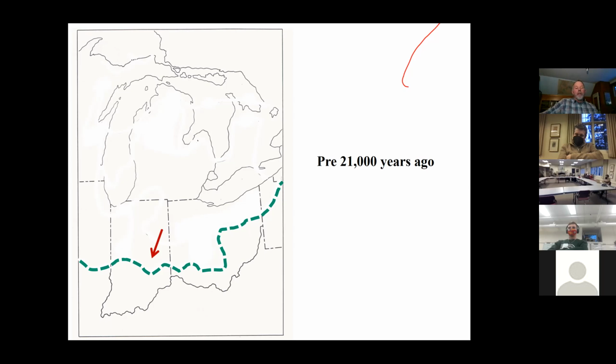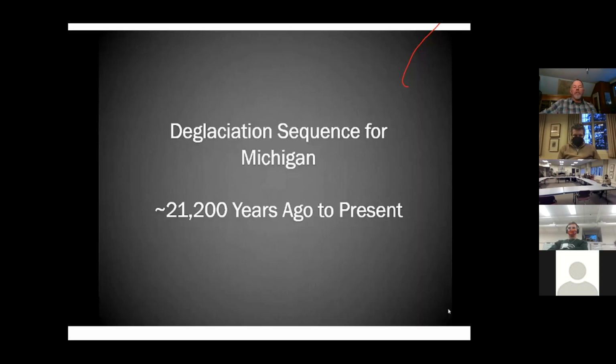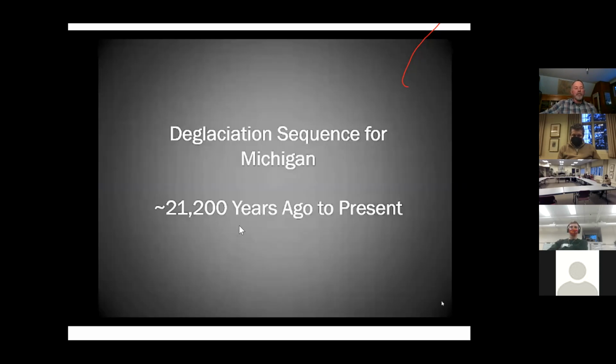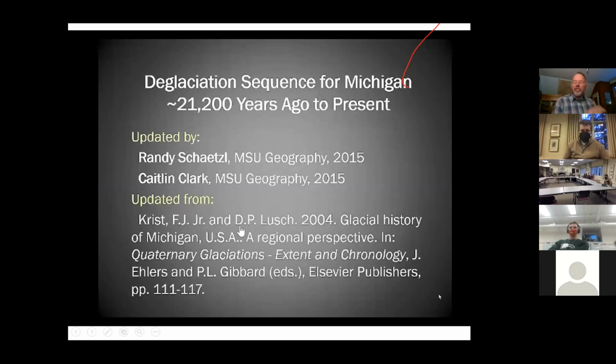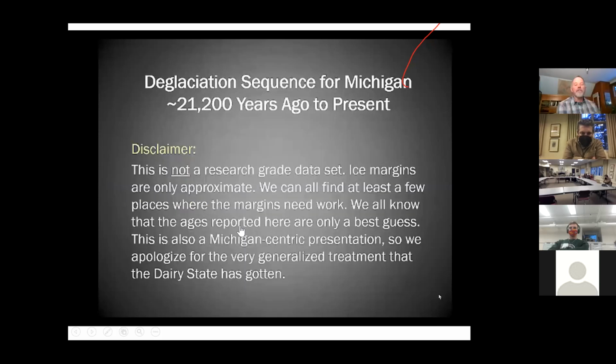Ice would retreat to central Michigan, and then it would re-advance, and then it would retreat to northern Michigan, and then it would re-advance, and then it retreated to the northern part of the UP and re-advanced. And this sort of stepwise deglaciation occurred over about 15, 20,000 years, something like that. So I'm going to show you this animation. It's pretty good, from my colleague, Dr. Schetzel. And it shows, generally speaking, the deglaciation of Michigan from 21,000 years ago to the present.